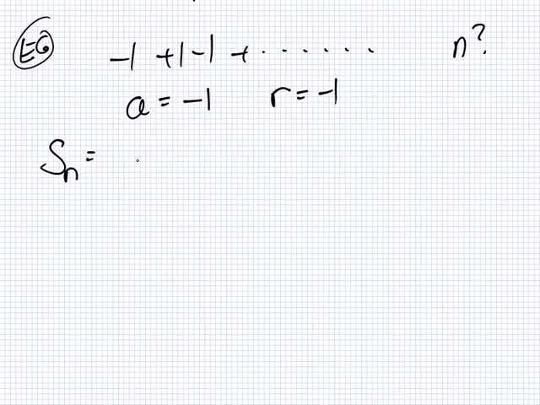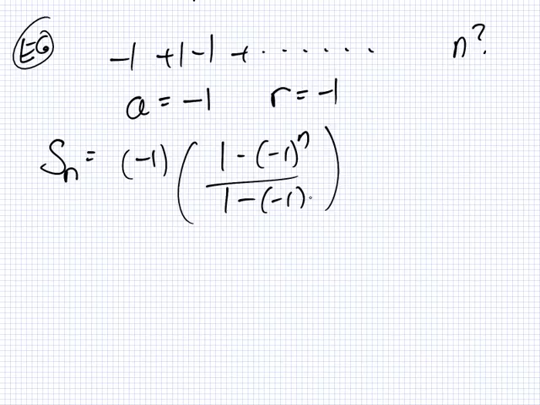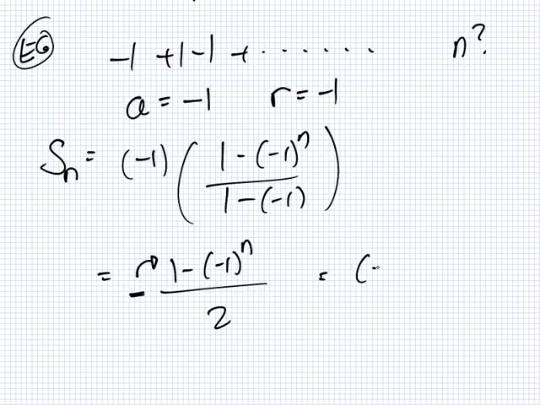S_n equals a(1 minus r^n) over 1 minus r. So 1 minus minus 1? 2. And there's a minus here from that. And on the top you have 1 minus (minus 1)^n. You can multiply that minus in if you like, and you'll end up with (minus 1)^n minus 1 over 2 as the formula.